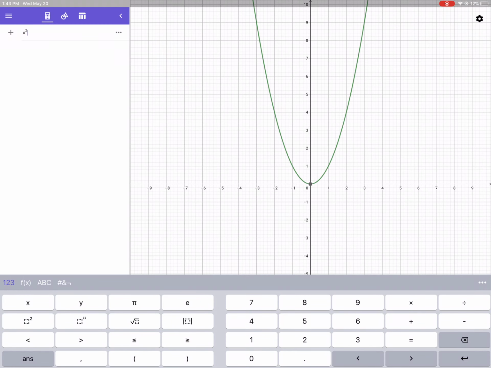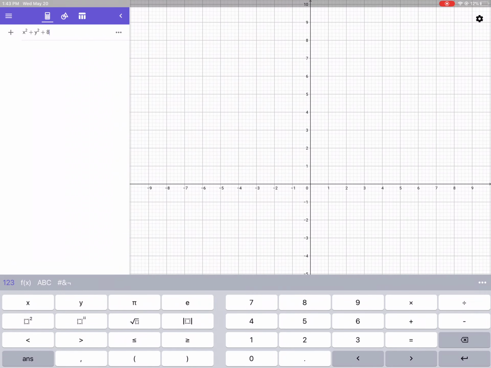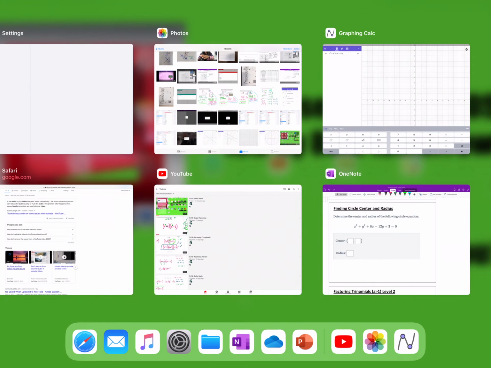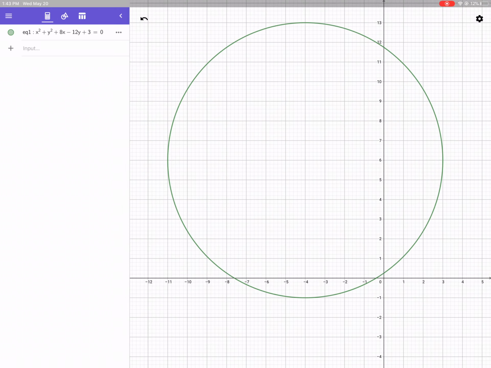So it's going to be x squared plus y squared plus 8x minus 12y plus 3 equals 0. All right, you got a nice circle here.